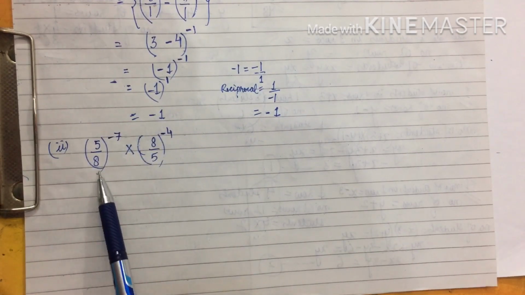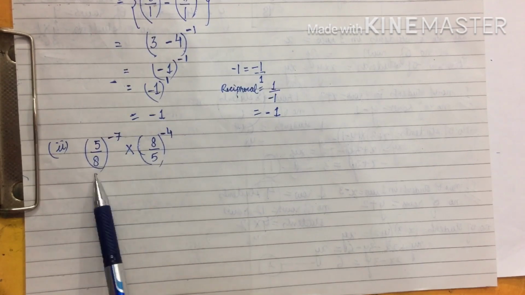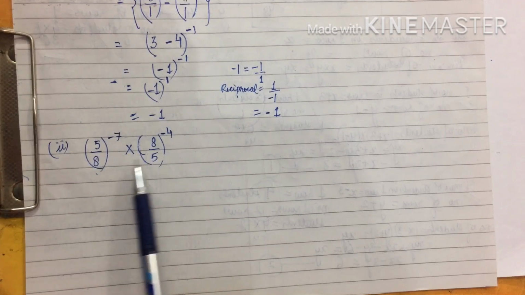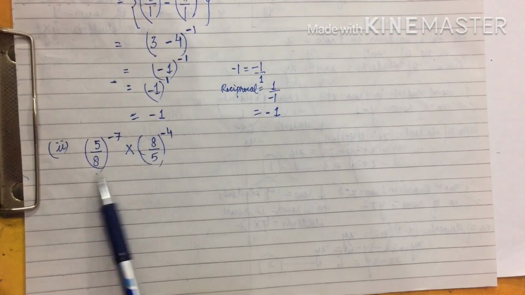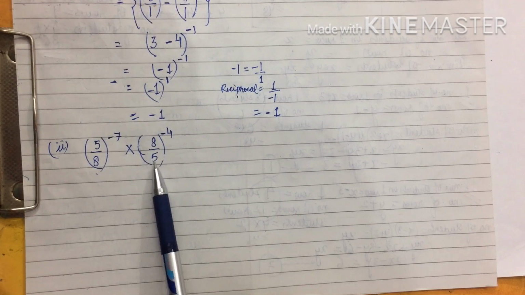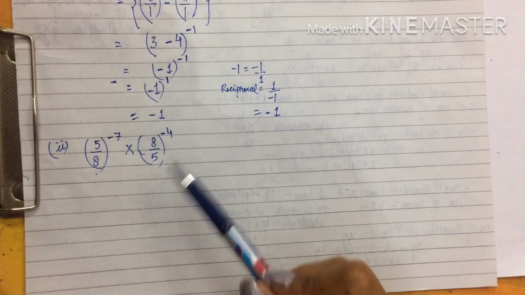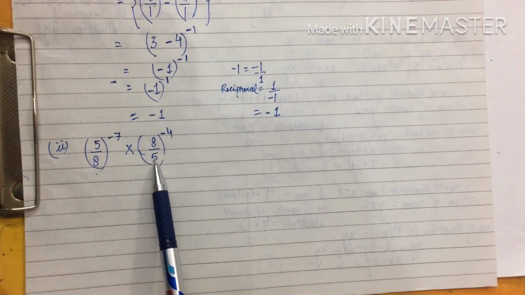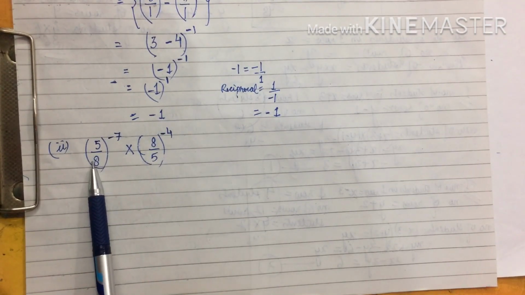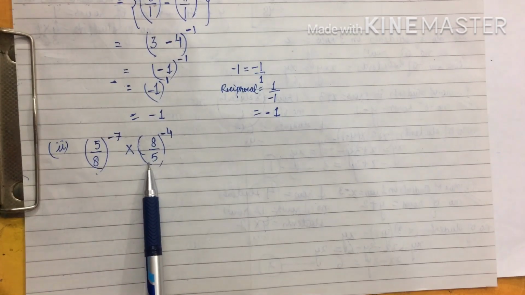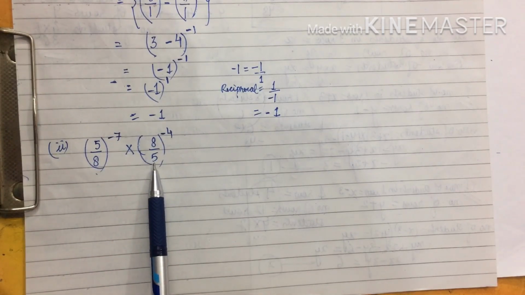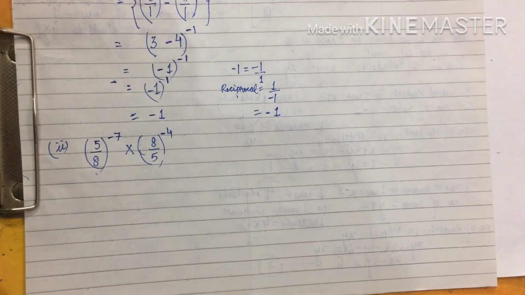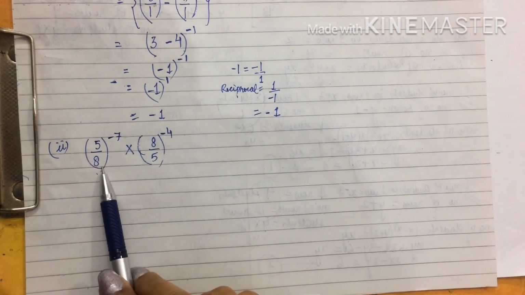But if you observe closely, you can see that the bases actually are reciprocals of each other. The first base is 5 by 8 and the second base is 8 by 5. These are the reciprocals of each other. The places of numerator and denominator have been interchanged. What I can do is write down the reciprocal for either the first one or the second one. Then the bases will match, and then I can apply the laws of exponents. Just remember, change only one, don't change both. So I'm changing the first one.